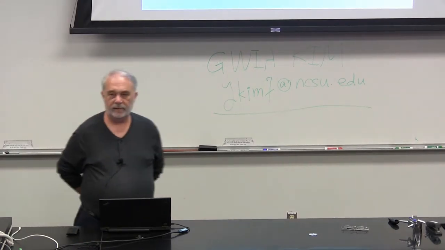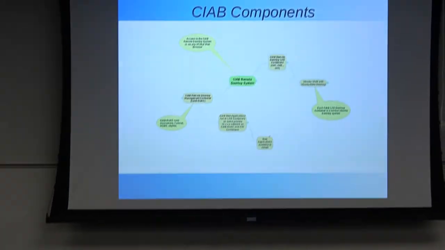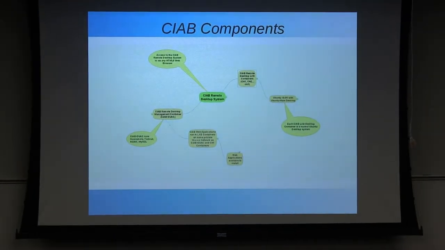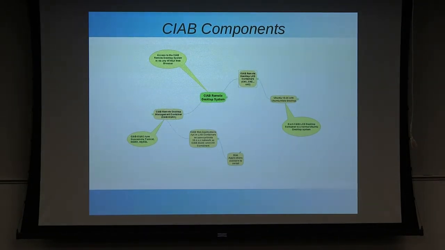On CIAB, there's the remote desktop system, and access to it is just via an HTML5 web browser. In the default installation, there are two LXD containers. One I just call CIAB Guac. That's where Guacamole, Tomcat, MySQL, and NGINX run, and you do the management stuff. Usually the admin would be the person that has access, or the admins would have access to that connection.